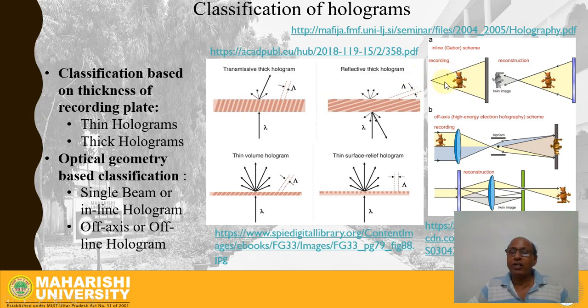Now some portion of the beam is scattered because of the object. So you get a scattered light, and some portion of the beam is transmitted without getting scattered to the recording plate. So you are getting both the beams. One is the scattered beam and the other is the transmitted beam. That means the transmitted beam is the reference beam and the scattered beam is the object beam. And the interference fringes will be formed because of the interference between the object beam and the transmitted beam.